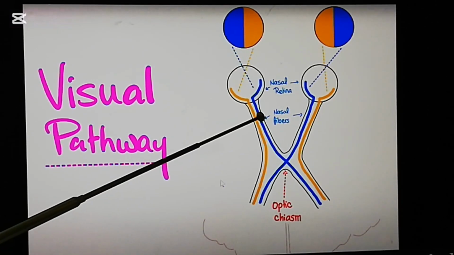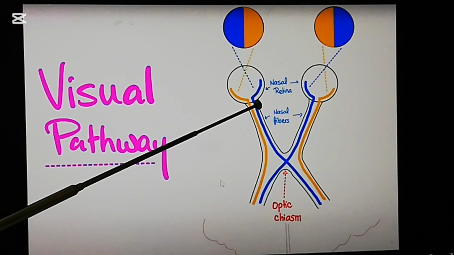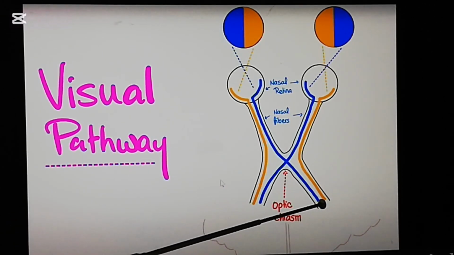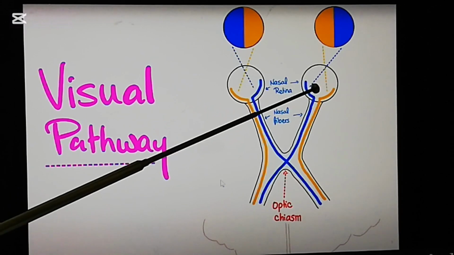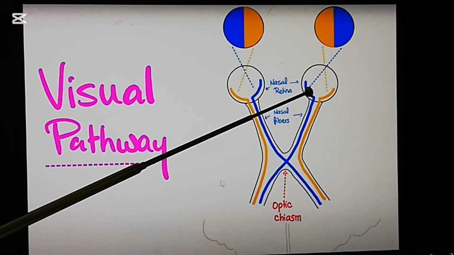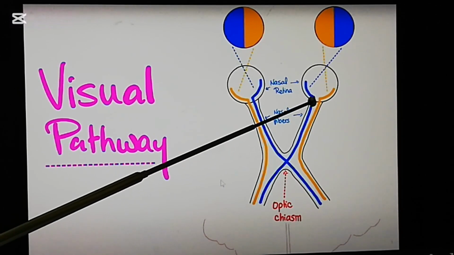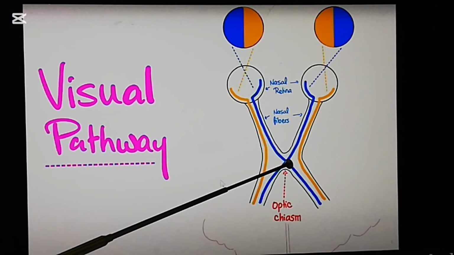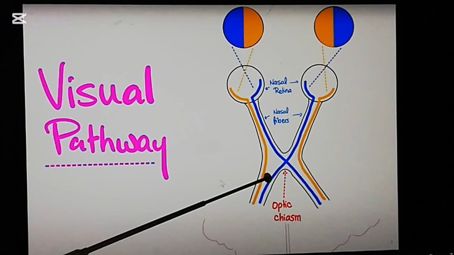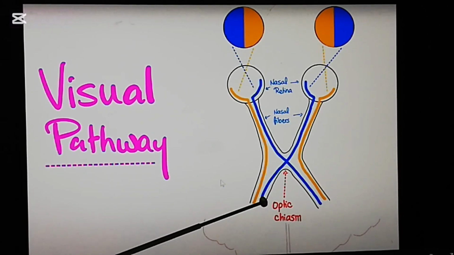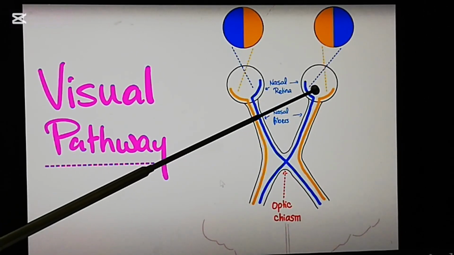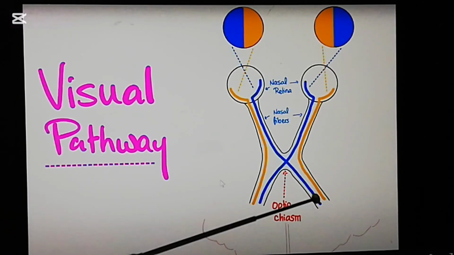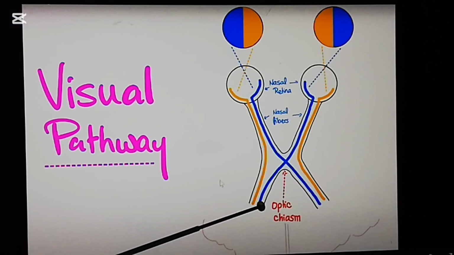These fibers decussate. So left-sided nasal fibers will enter into the right optic tract. The nasal fibers of the right retina, after passing through the optic nerve, when they reach the optic chiasm, also decussate and reach the left optic tract. So this is very important: the nasal fibers on both sides are decussating and reaching the opposite side of the optic tract.